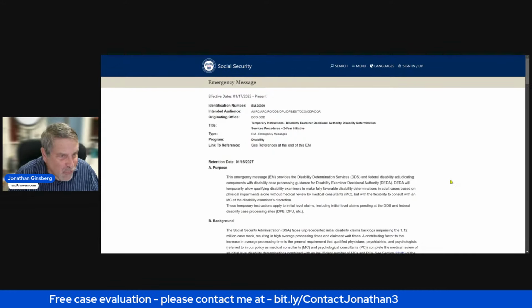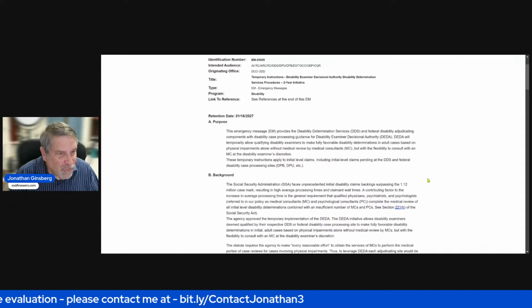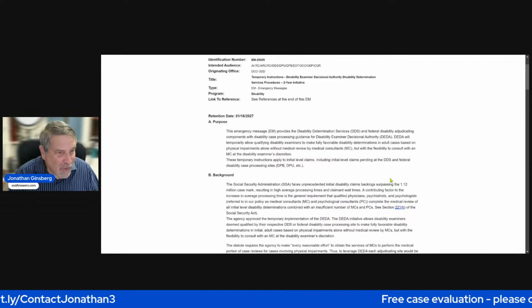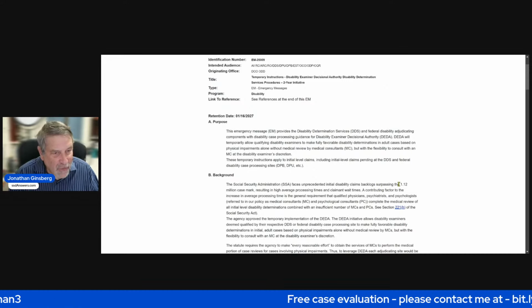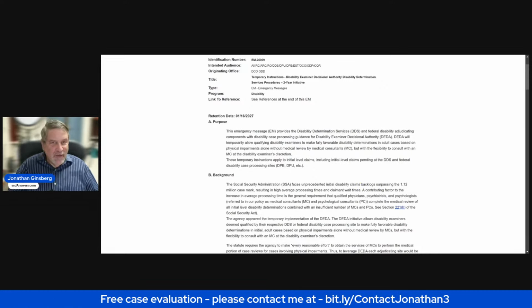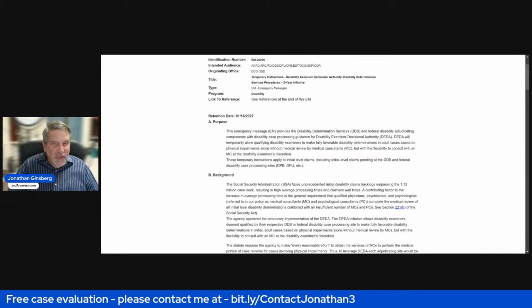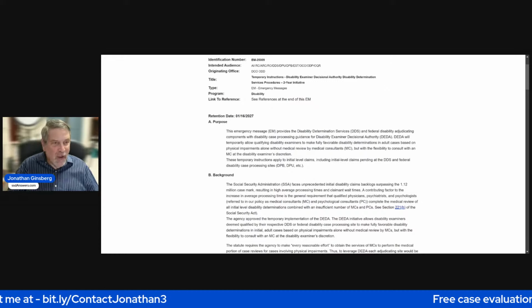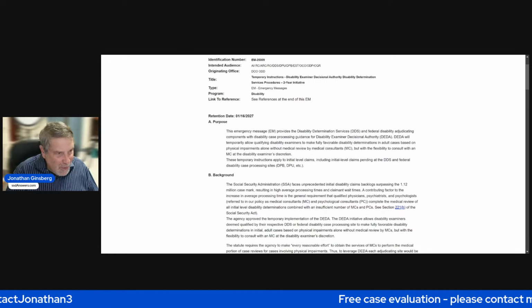What this does is it recognizes that there is a huge backlog. In fact, it even says here, the background is because of the claims backlog of 1.12 million cases. Just to give you an idea, 15 years ago, 500,000 cases was an unacceptable backlog. We've got more than 2 times that many right now.